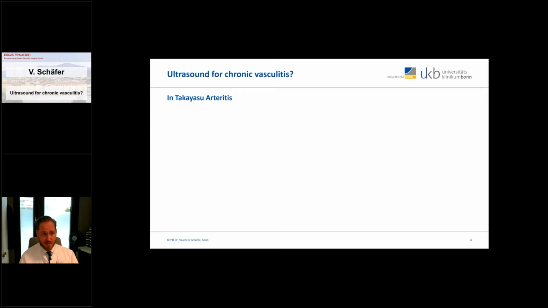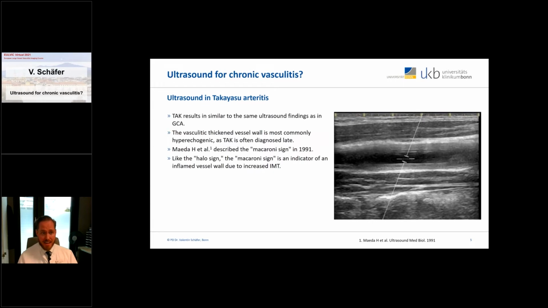Takayasu arteritis is, of course, also a large vessel vasculitis. I'll begin with Takayasu arteritis. As you might know, TAK produces very similar ultrasound findings as GCA. We will see a thickened vessel wall, which is commonly hyperechogenic, because Takayasu arteritis is commonly diagnosed very late. That's why if you were asking yourself, what is the halo sign called in Takayasu arteritis, it is called the macaroni sign in longitudinal section.